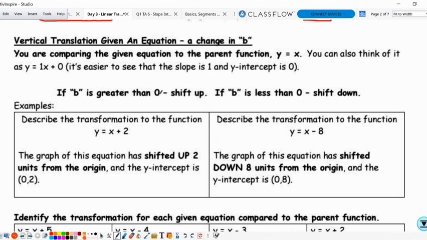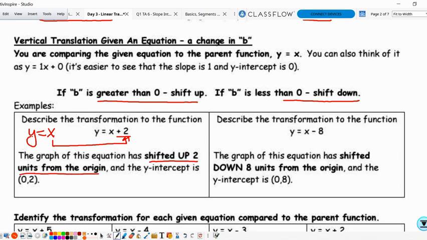If we're going to change the b, we're changing that vertical translation. We're moving it up or down. If b is greater than 0, we're shifting up. If b is less than 0, then we just shift the graph down. The slope stays the same. So if we describe the transformation to the function y equals x plus 2, we've added 2 to the parent function. Remember, the parent function is y equals x. So what did we do that's different? We added 2 to it. That's shifting up 2 units from the origin. It now makes our y-intercept, instead of being 0, 0, it makes it 0, 2.